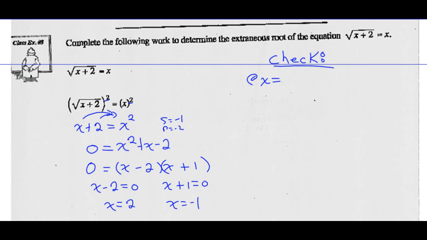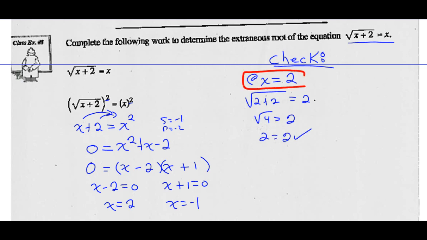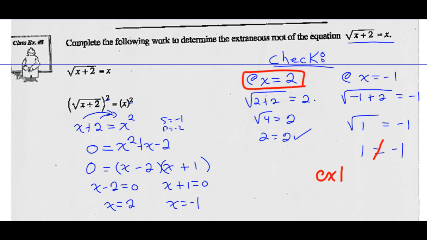At x equals 2, let's see what happens to this equation. The square root of x plus 2 should equal x. The square root of 4 is 2. Yes, 2 is 2. Checks out. This is a good solution. Very nice. Let's find out what happens if we check when x is -1. So the square root of -1 plus 2 should equal -1. And -1 plus 2 is 1. The square root of 1 is 1. -1 does not equal 1. This is an extraneous root.